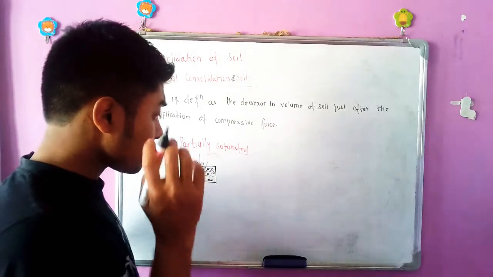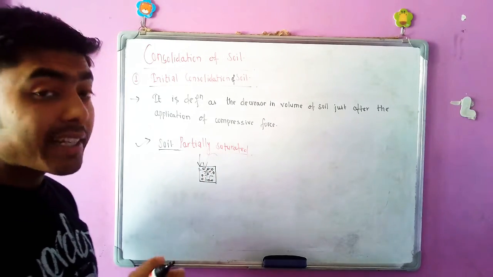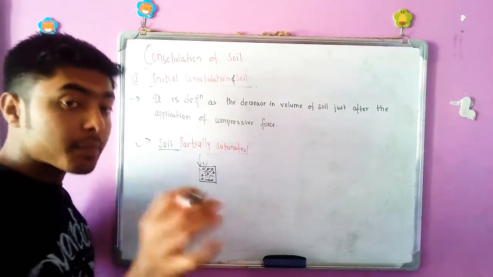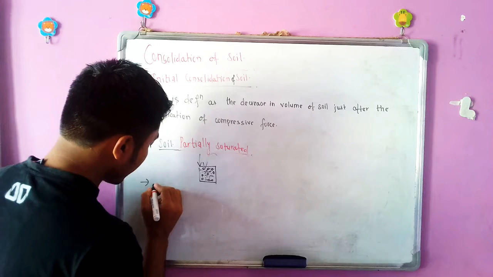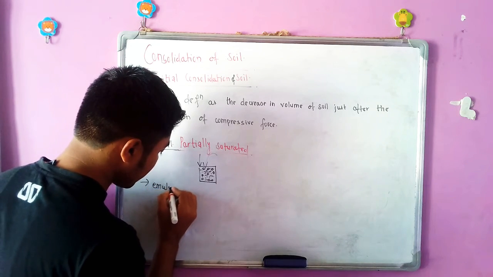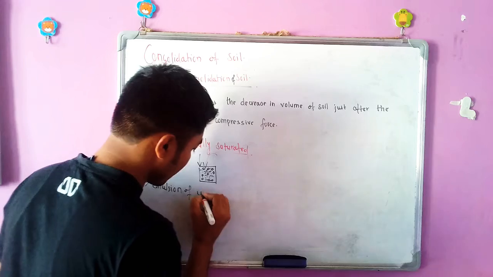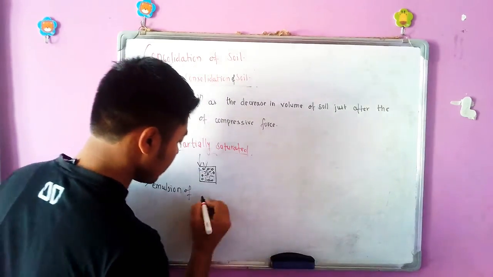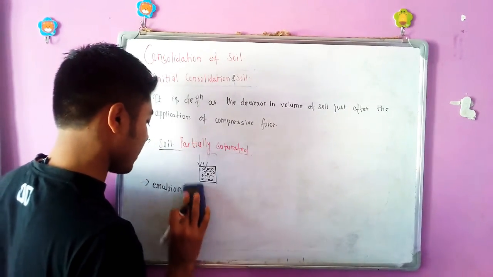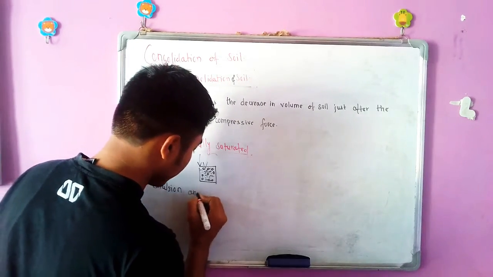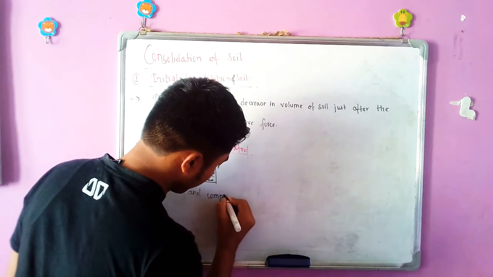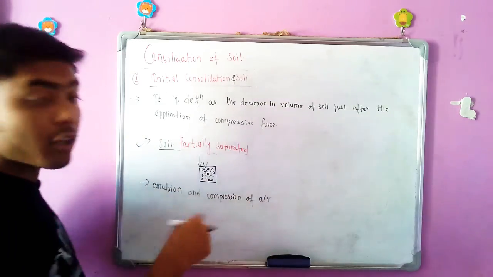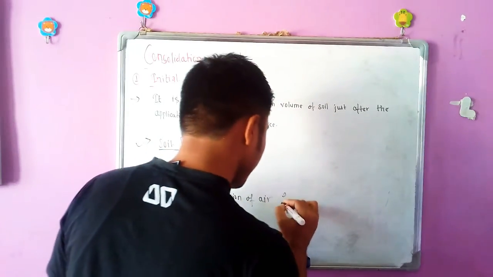If the soil is partially saturated, then the initial consolidation of soil is because of the emulsion of water, emulsion and compression of air from voids.